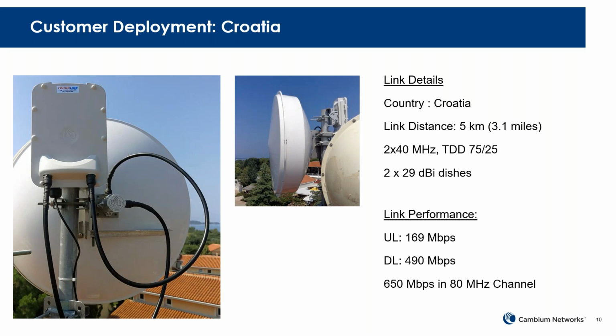And the TD scheduler is 3-to-1, so 75 versus 25. In this case, there are two antennas, 29 dB antennas, and we achieved 650 megabits in a combined 80 megahertz. So you can see 550 can also fit very well for a middle range link, with two 40 megahertz channels delivering 650 megabits throughput.